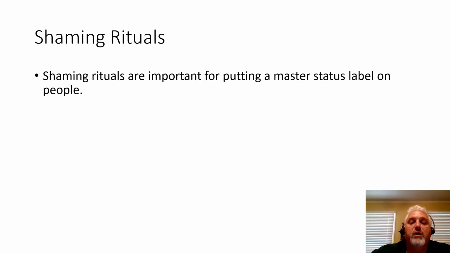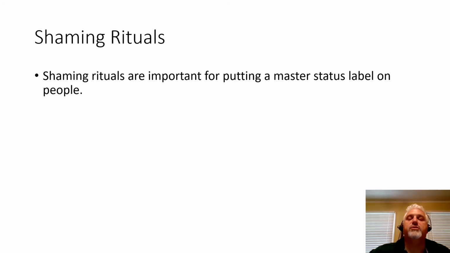Lastly, let's talk a little bit about shaming rituals. Once you're labeled as a deviant, once you have hit that secondary deviance and you have to go into some form of punishment, whether it be the prison or what have you, there's always a shaming ritual. So the shaming ritual is really important.